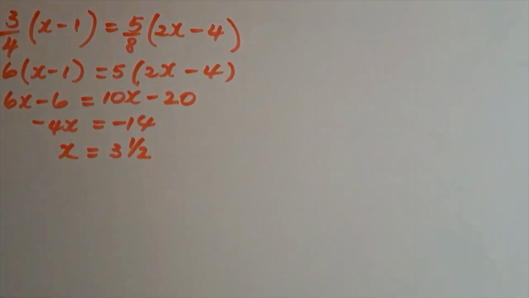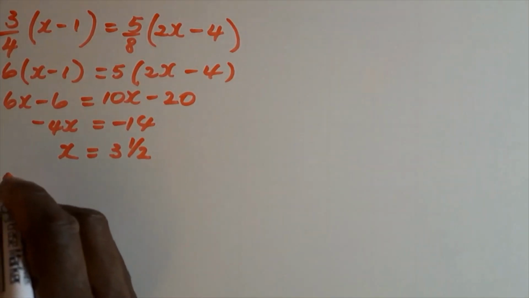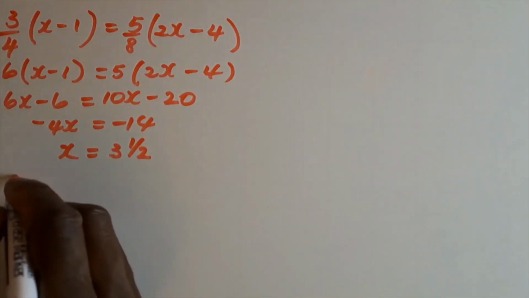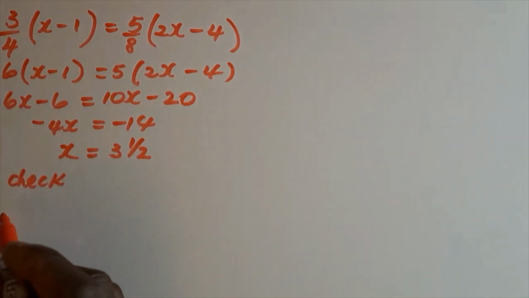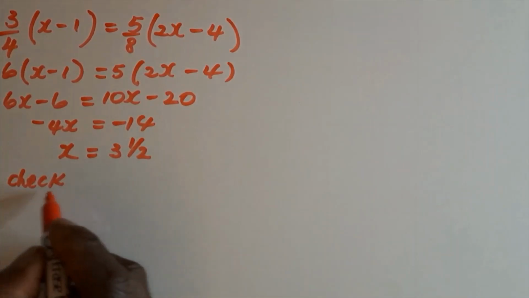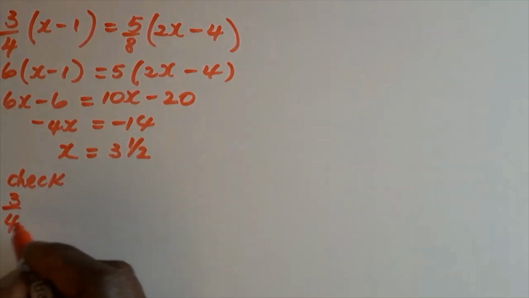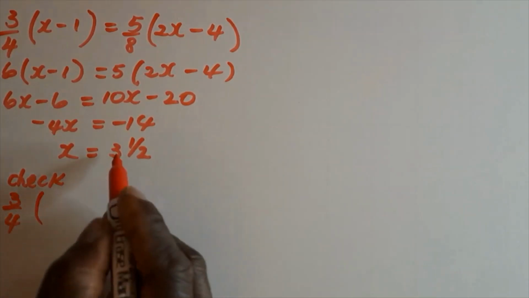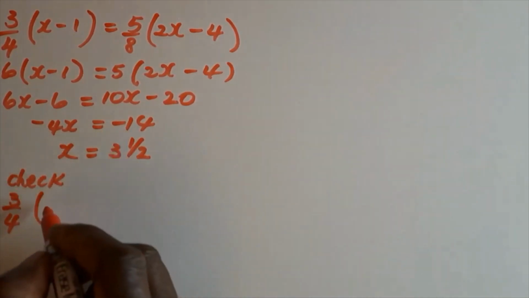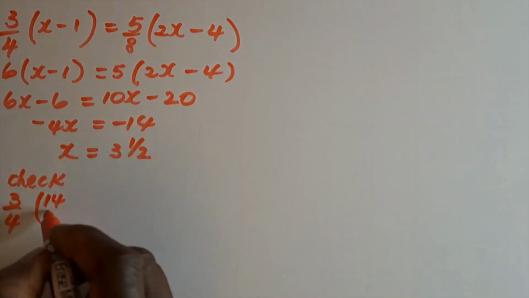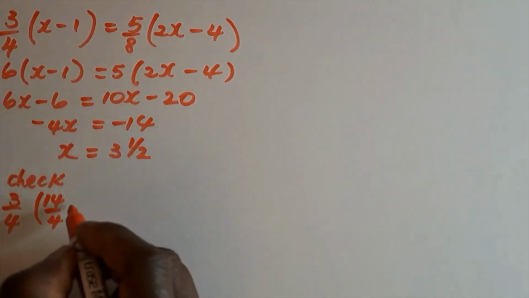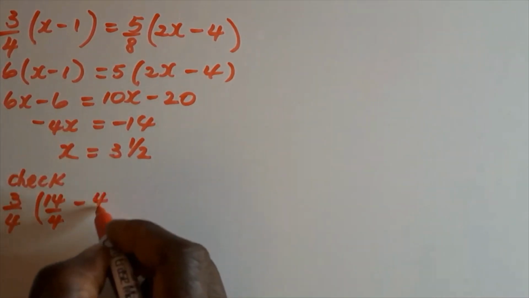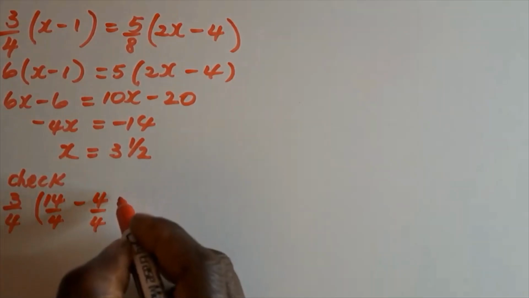How do we know if our solution is correct? Well, we should always check. And here is the check. We'll substitute in both the left and the right hand side. So we'll start with the left. We have 3 over 4 into, we'll use 14 over 4 as x, and that 1 we'll write as 4 over 4 to make it a lot easier to manipulate.